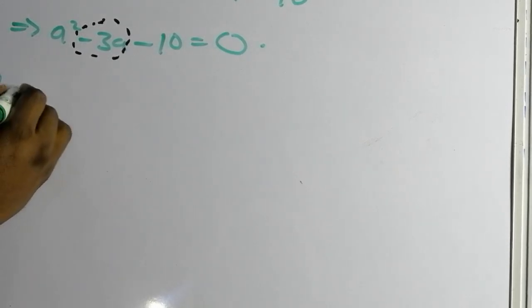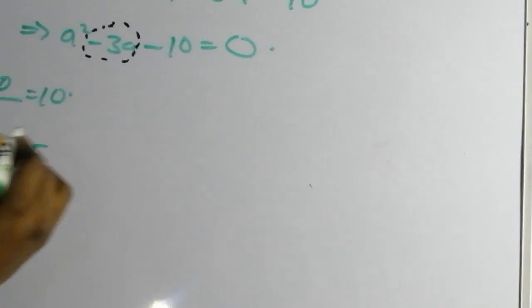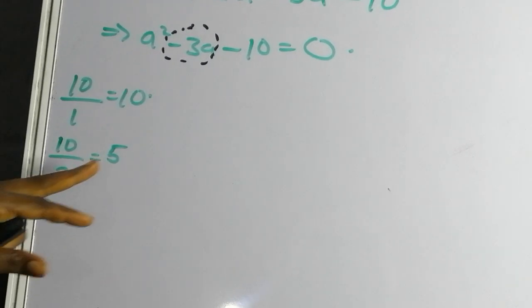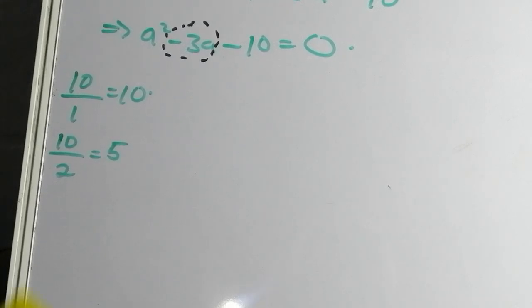10 divided by 1 is still 10. So 10 and 1 cannot give me 3. It can only give me 9. The next thing: 10 divided by 2 is equal to 5. So 5 and 2, can 5 and 2 give me 3? Yes. So it shows that it's very correct. I can use 5 and 2 to give me 3.